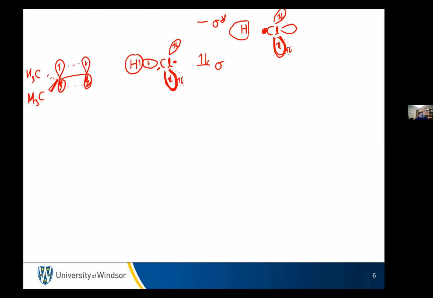So, the hydrogen and the chlorine, there's nothing in between them. In a sigma orbital, that's where all the electrons are. In the antibonding orbital, they're not there. If you put electrons into the antibonding orbital, you break the bond. Maybe you see where this is going.